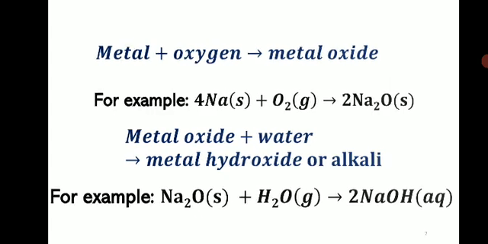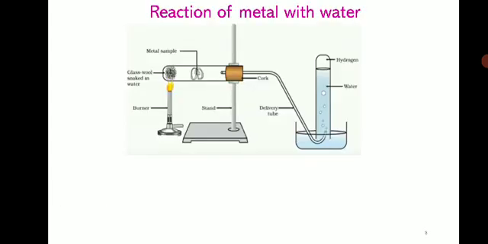Next, reaction of metal with water. For that, we have to perform some activity. Here, the picture shows the arrangement of equipment. In the test tube, there is glass wool soaked in water. When the burner is put on, this wool gets heated and the water inside gets heated, giving rise to steam.